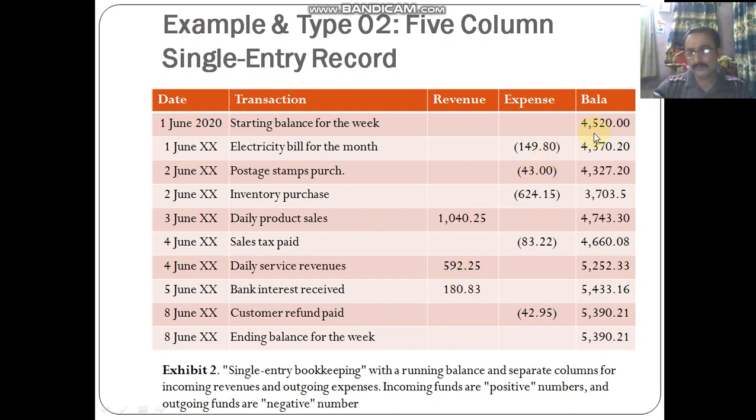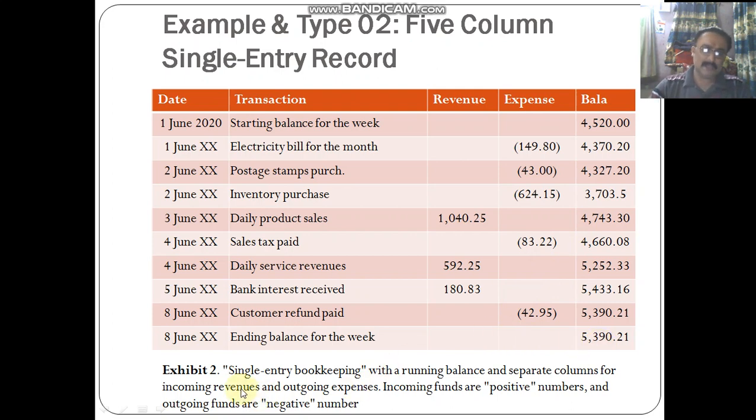If you continue from this figure of 4520 rupees, you will subtract three figures, then you will have this balance, and again you will add this figure to it, you will have the balance of this figure, and at the end you will have this figure.